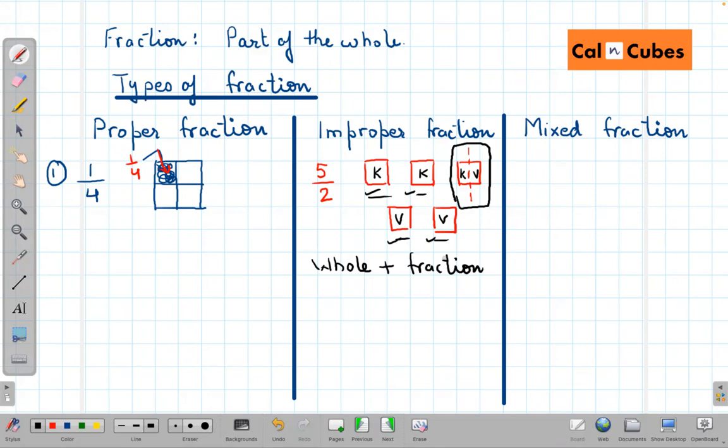Ma'am, what were you saying? I was not able to hear. Okay, what I'm saying is that in improper fraction, some part is whole. Whole means complete full apples, and some portion is fraction. Like you can see here, four are full squares and only one is the fraction. So improper fraction has got two parts. Clear? Yes, ma'am.